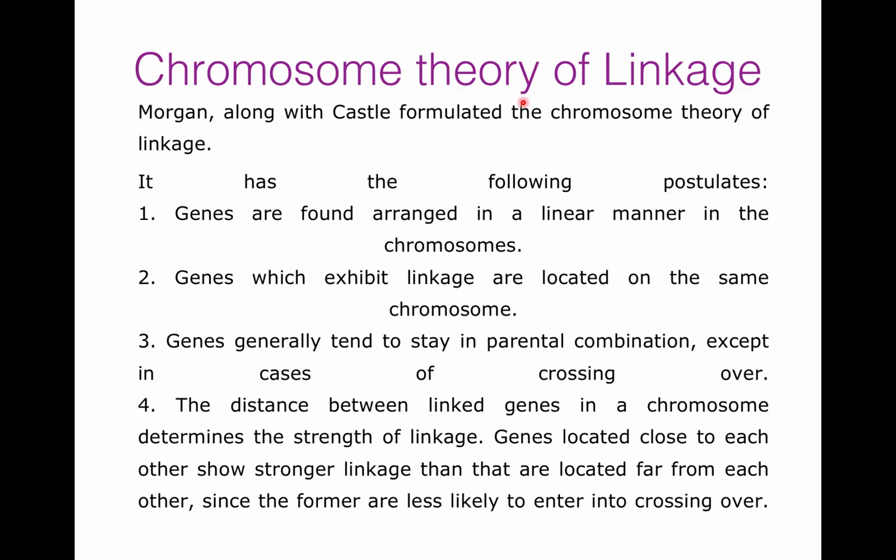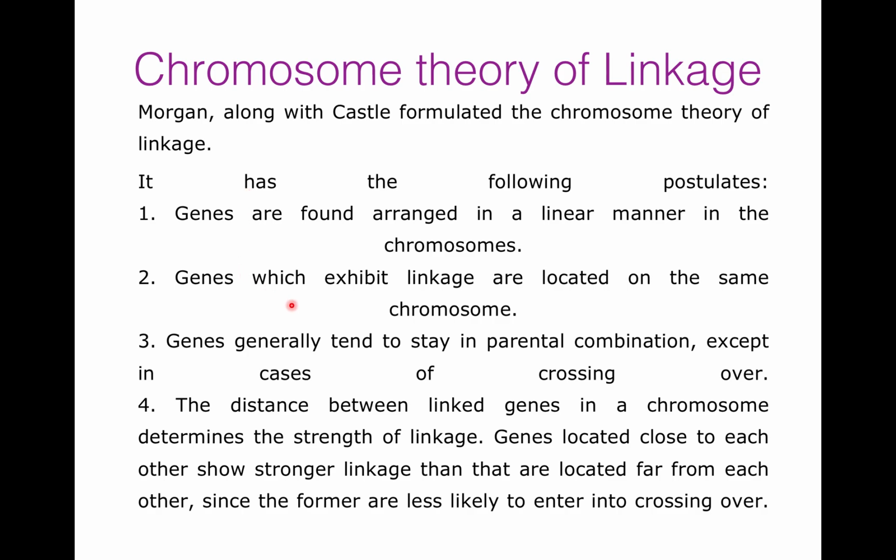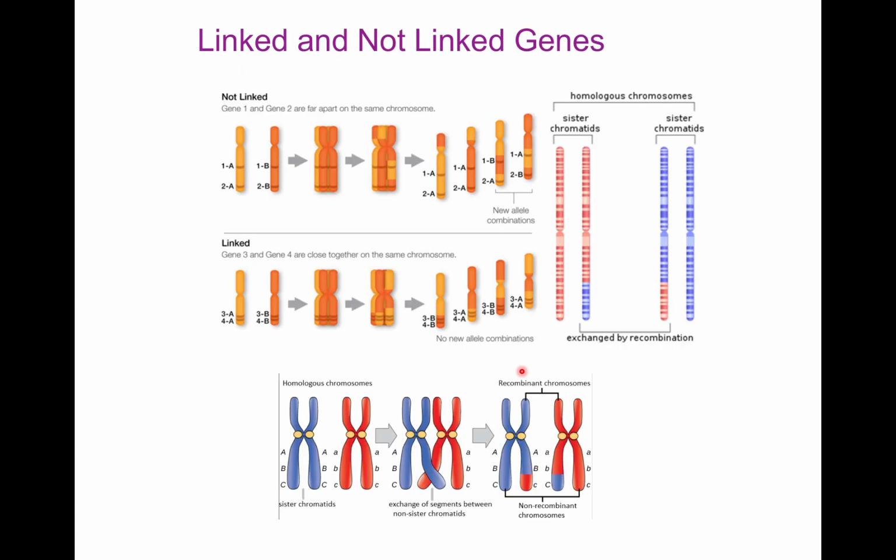So, the chromosome theory of linkage. Morgan along with Castle formulated the chromosome theory of linkage. It has the following postulates. Genes are arranged in a linear manner in a chromosome. Genes which exhibit linkage are located on the same chromosome. Genes generally tend to stay in a parental combination except in case of crossing over. See, crossing over took place.